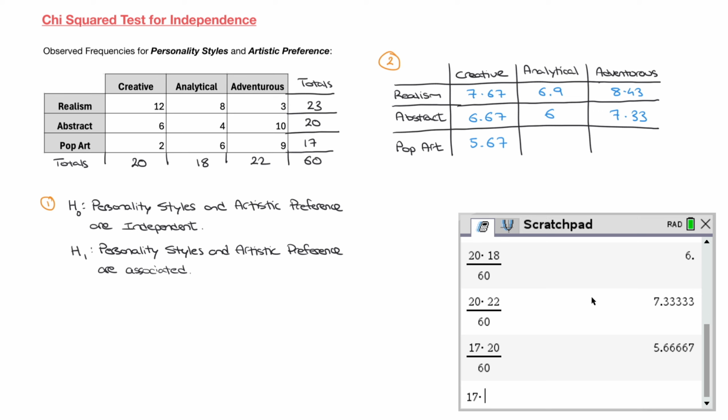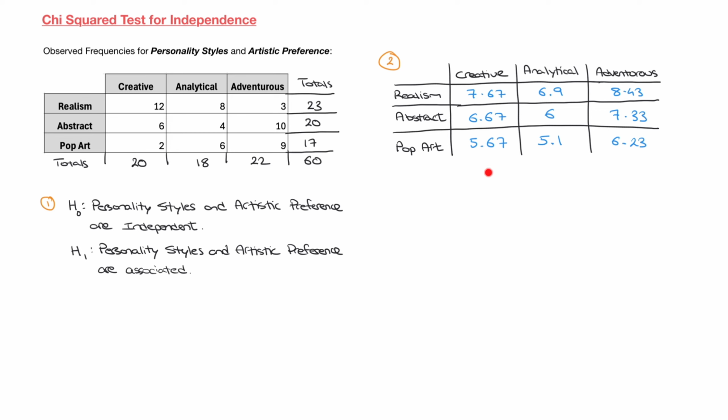That's 17 times 18 divided by 60, which is 5.1. And last but not least, row 3, column 3, so that will be 17 times 22 divided by 60, which is 6.23. Okay, we now have our table of expected frequencies. Just to be clear, I like to write EXP here for expected, and I write OBS here for observed. So the values in our contingency table are what we observed, and the values in the expected table are the values we would expect to see if our 2 variables were indeed independent.